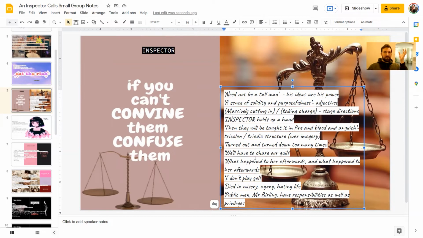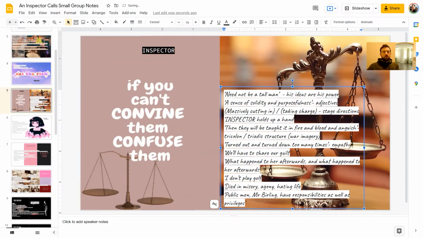I want you to remember what I'm saying about them, because if a question comes up on the inspector, these are direct quotes and direct ideas that you can explain and get more marks in your essay. He explains that Eva Smith had been turned out and turned down too many times.